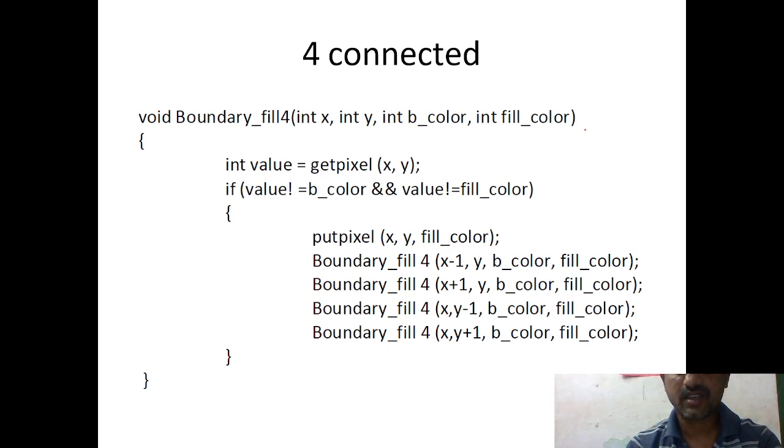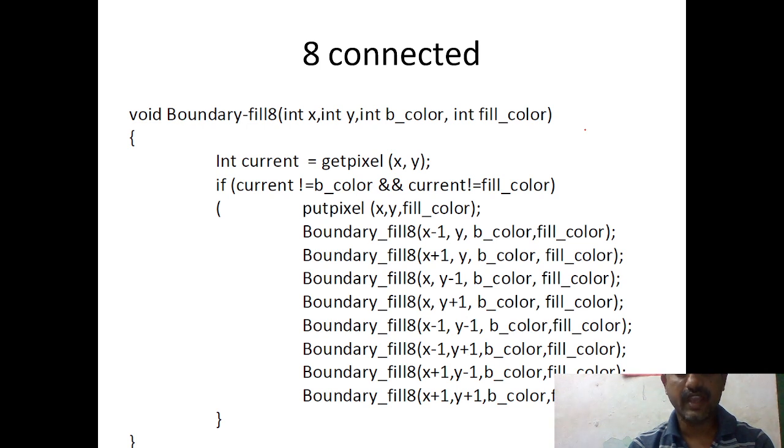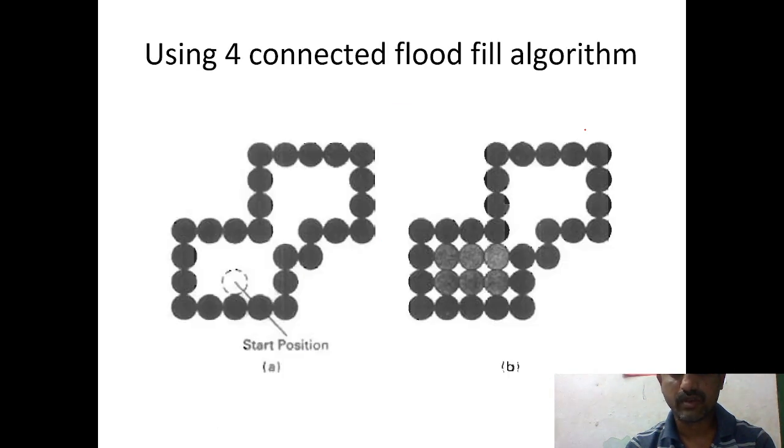So putpixel x comma y, fillcolor. boundaryfill4 x plus 1, y, bcolor, fillcolor; boundaryfill4 x minus 1, y, bcolor, fillcolor; boundaryfill4 x, y minus 1; and boundaryfill4 x, y plus 1, bcolor, fillcolor. For the 8-connected version, we use the 8 neighbors: x minus 1, y; x plus 1, y; x, y minus 1; x, y plus 1; x minus 1, y minus 1; x minus 1, y plus 1; x plus 1, y minus 1; and x plus 1, y plus 1.